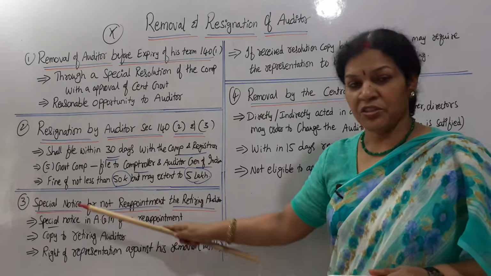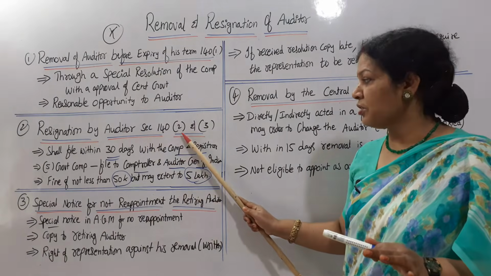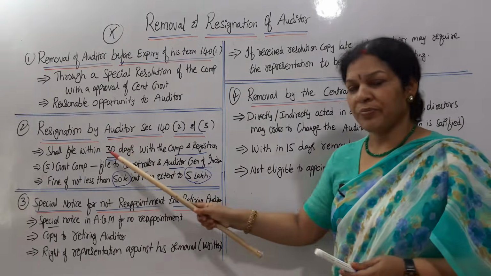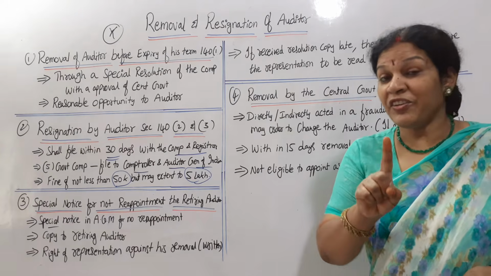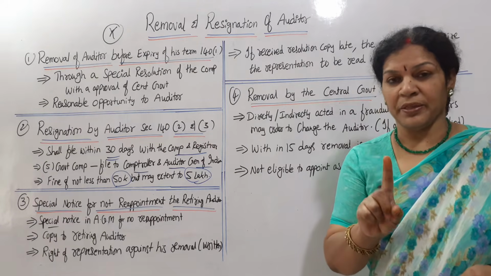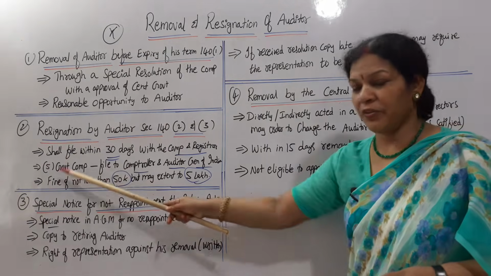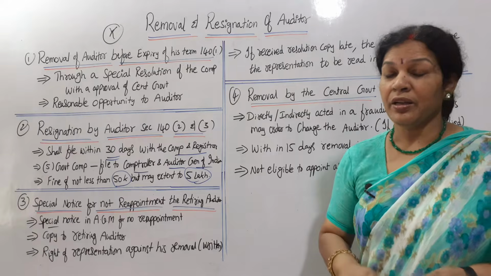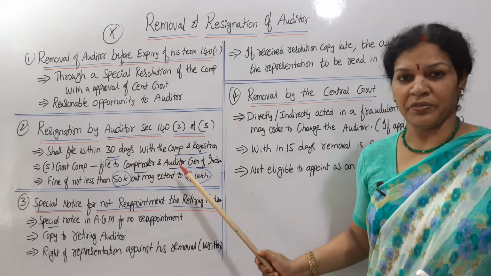Now here, resignation of an auditor as per Section 140 subsection 2 and 3, remember these simple points. First point is that he has to file within 30 days to the company and the Registrar if it is not a government company. Second point, if it is a government company, as per subsection 5, he has to file to the Comptroller and Auditor General of India. This point we have already discussed.